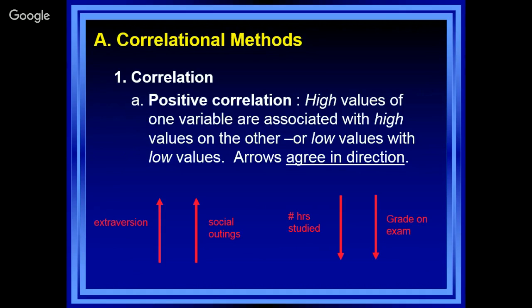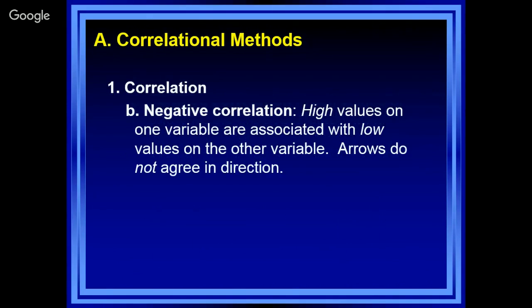So both of these are examples of positively correlated variables because there's agreement in the direction that these variables move. If there's an increase in one, the other increases. If it decreases, the other one decreases. And that's positive correlation.